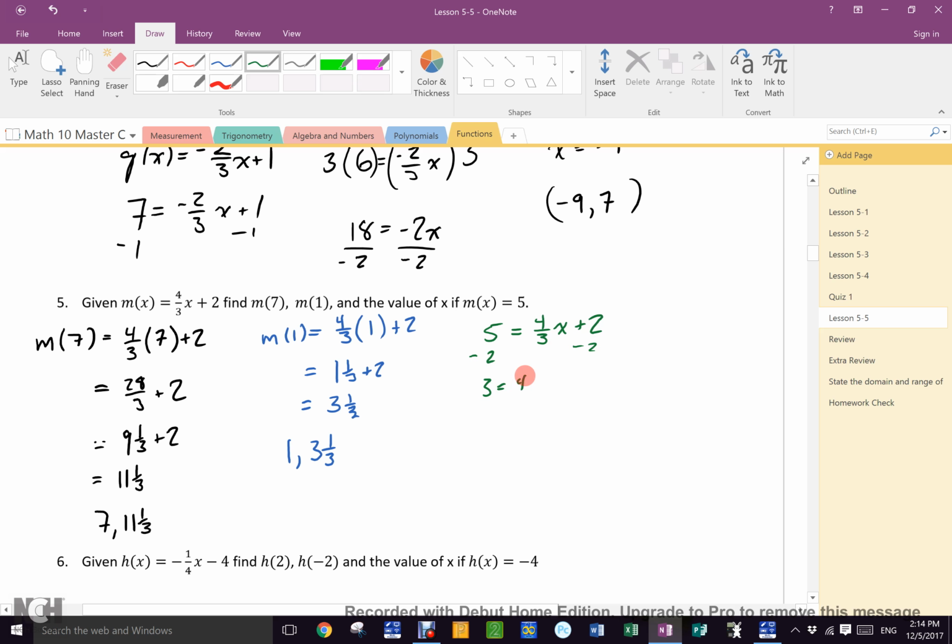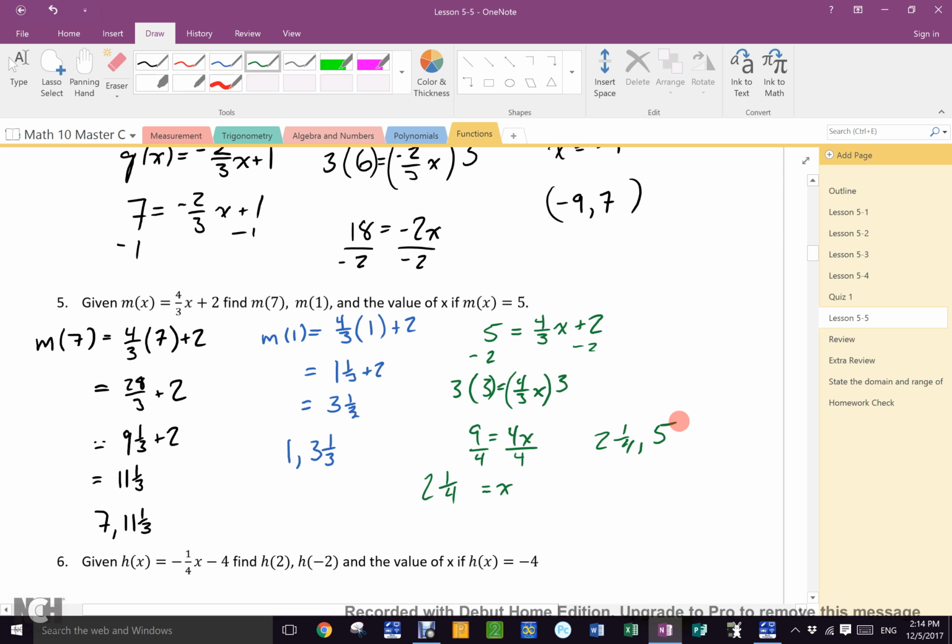9 equals 4x. How do I get rid of 4? Divide by 4. What's the answer? 2 and 1/4. So what's my ordered pair? Whoa! 2 and 1/4, 5.